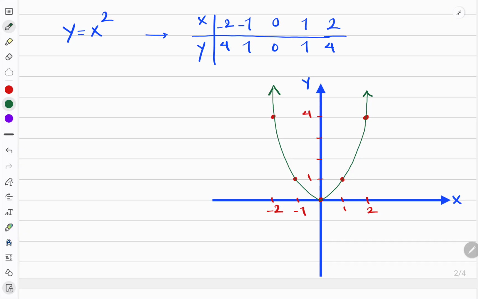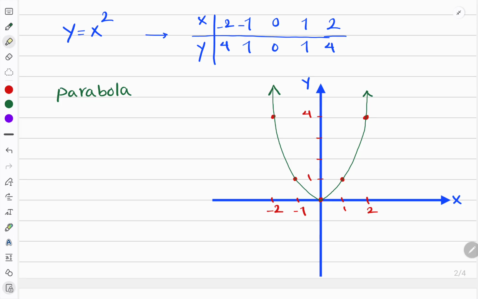And we should know something about this curve. First of all is that this curve is called parabola. And this curve opens upwards. You can see this opens upwards, which means that there are no negative values. These are negative values. There are no negative values for this parabola.